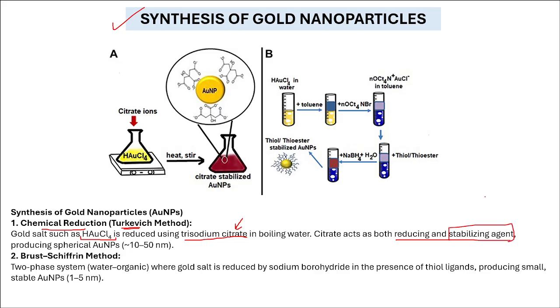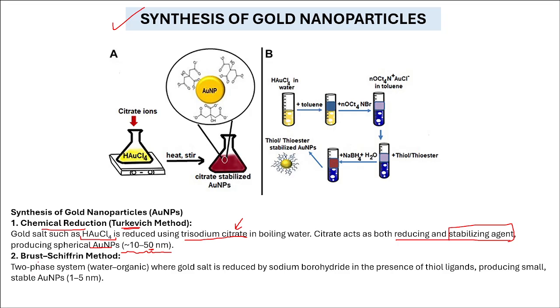It forms a layer around the particle, because of which it stabilizes, producing spherical gold nanoparticles. Now, if you see here, it's written 10 to 50 nanometer range. How do we get this gradation? Under what circumstances will we get a 10 nanometer particle, under what circumstances a 50 nanometer, and in some cases we can get above 50 as well. We'll see that in the next slide.